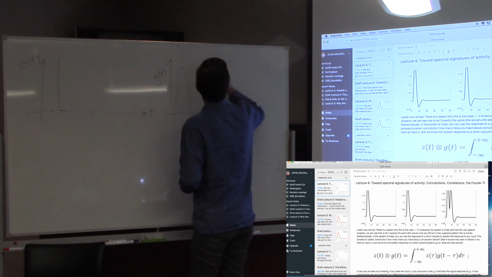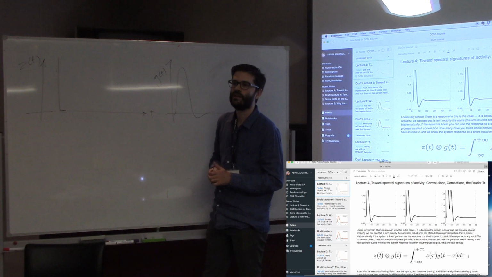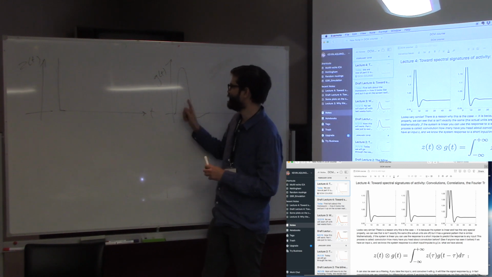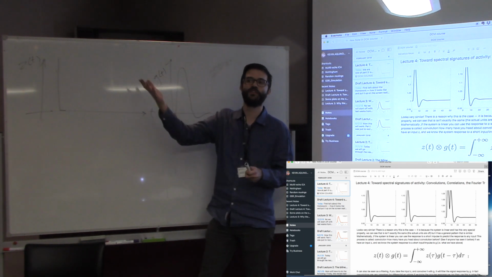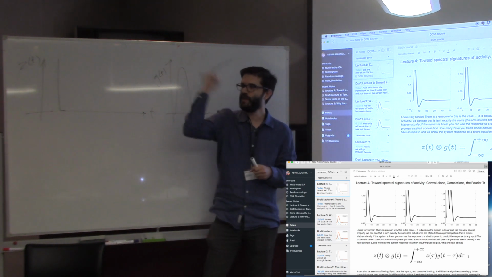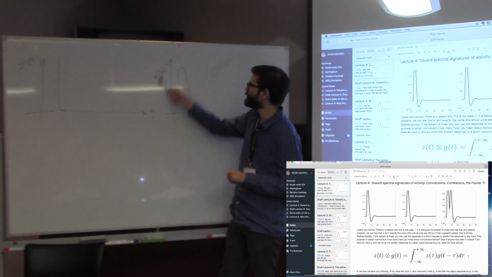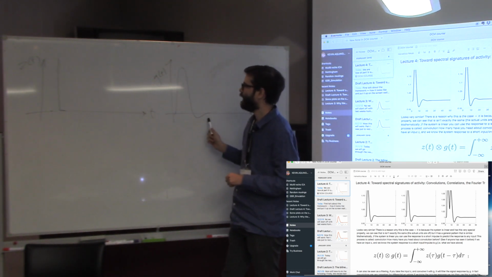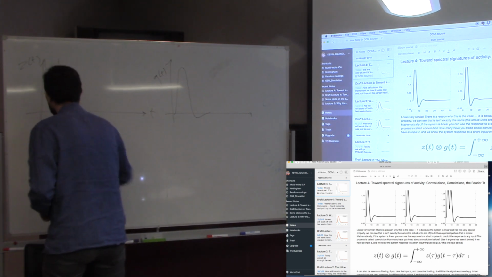So this here is the response to a single impulse. All you need is this. You just solve it analytically, numerically, or measure it. You can take someone in a scanner, ping them with something, and look at the impulse response. Then you use this, and you do that trick. You pretend your signal is like this.